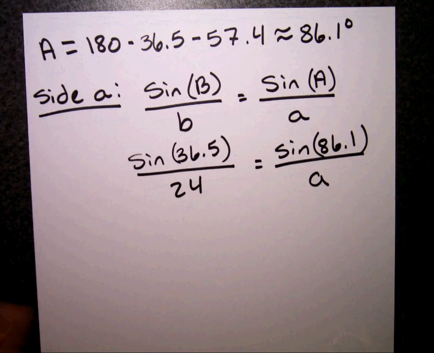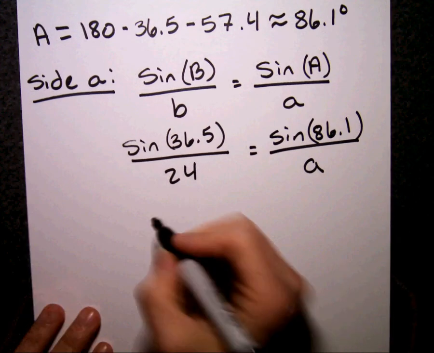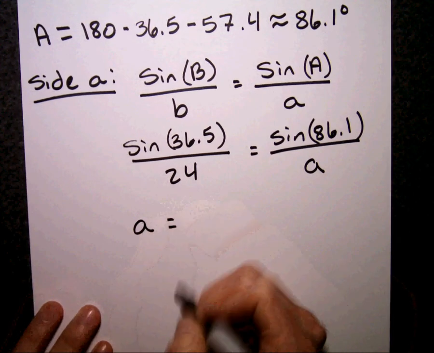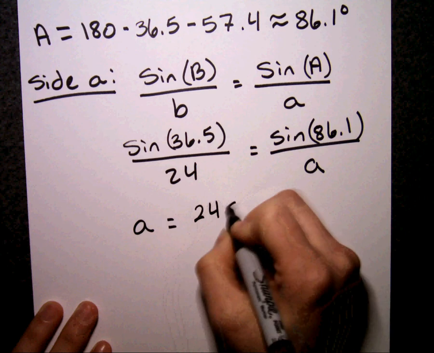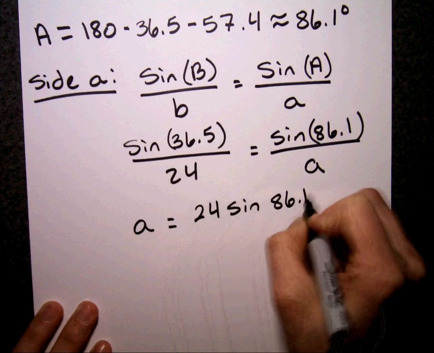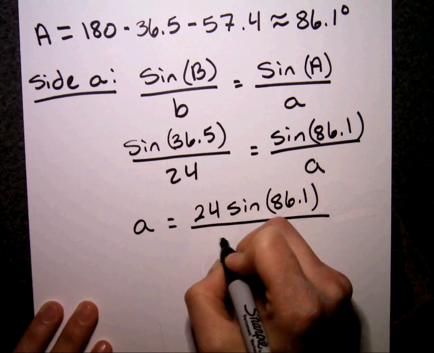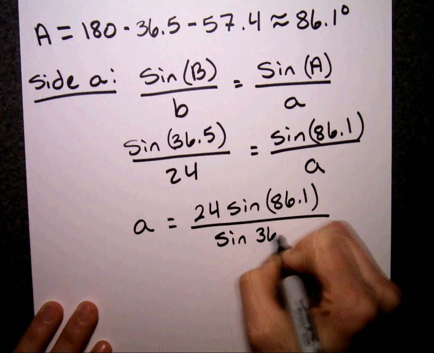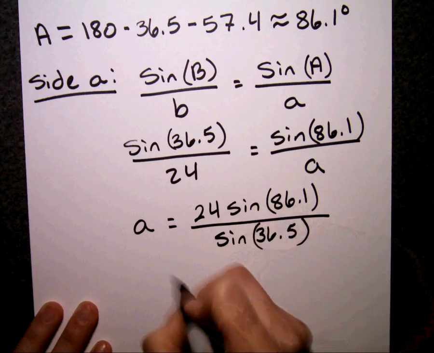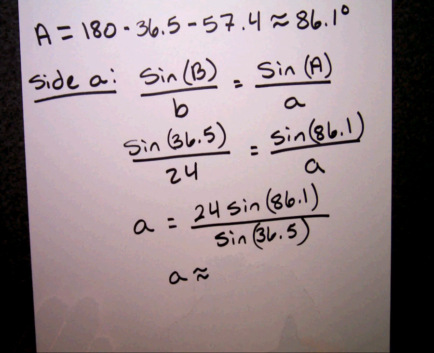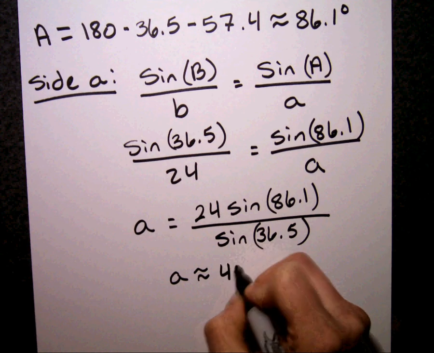So again, cross multiply, divide, I end up that A is equal to 24 sine of 86.1 divided by sine of 36.5. So I get A is approximately, handy dandy calculator, again be sure you are in degrees, divided by sine of 36.5. I get 40.25.